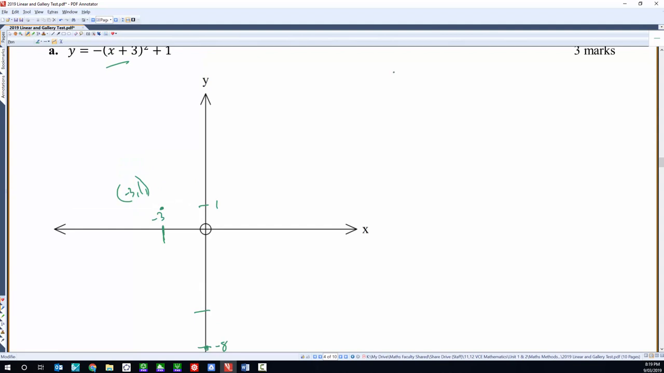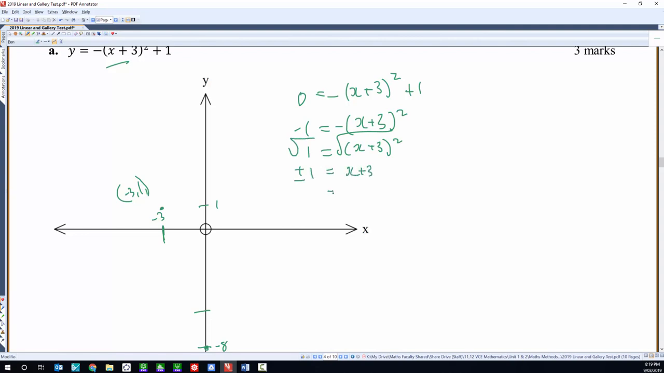So all I need now is the x-intercepts, which occur when y is equal to 0, -(x plus 3) squared plus 1. I'm going to subtract 1 from both sides. Now I'm going to negate both sides. 1 equals (x plus 3) all squared. Now I'm going to square root both sides. That gives me plus or minus 1 equals x plus 3. Then x is going to be equal to -2, or x is going to equal -4. So here's -3, -2, -1.